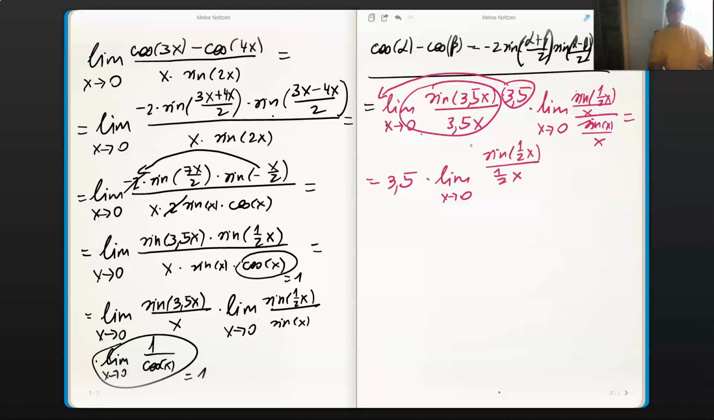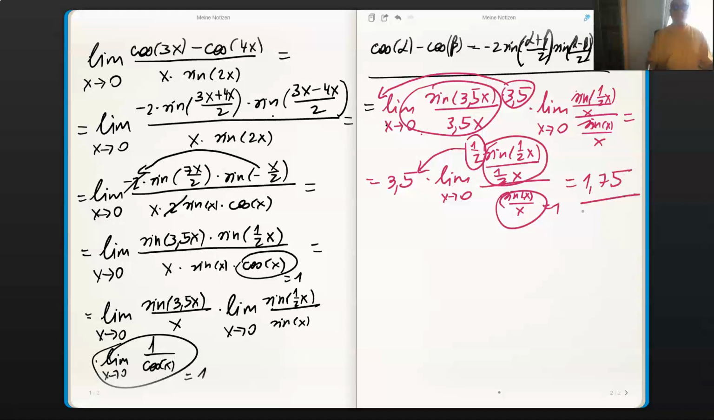So we are having a half here and a half there, and we don't need anything here because this is already 1 if x is approaching 0. So we're kicking a half outside. This limit is also 1, so we're having 3.5 times a half. This is 1.75. I think it's a nice one.